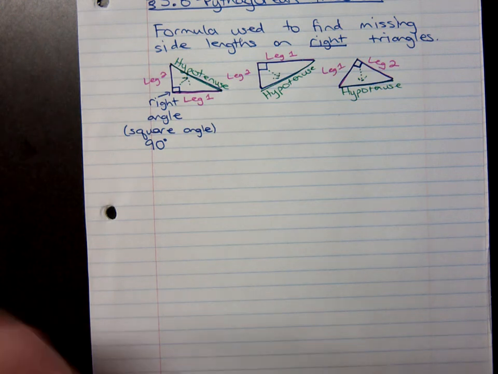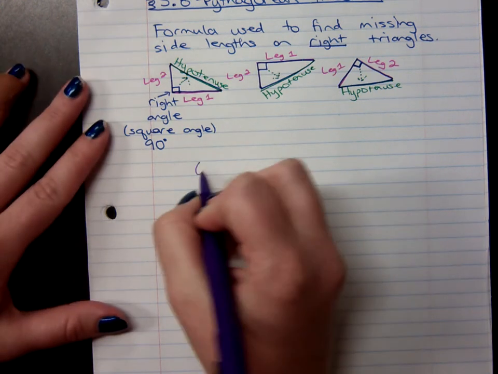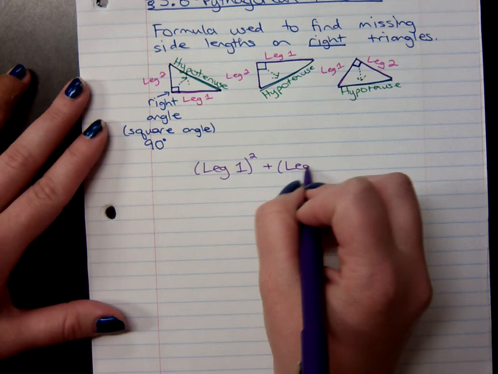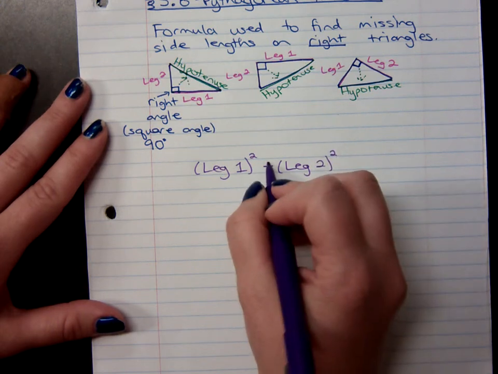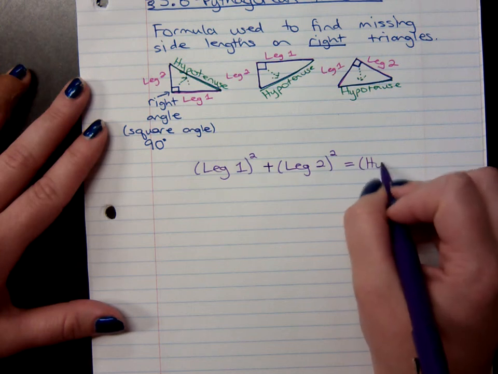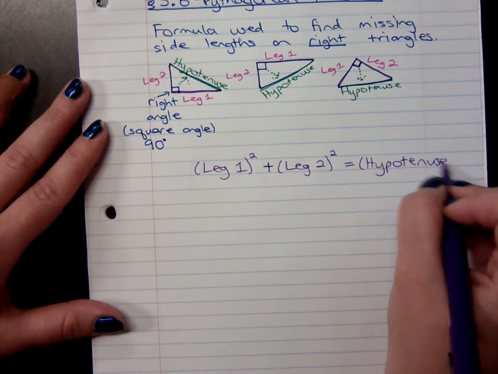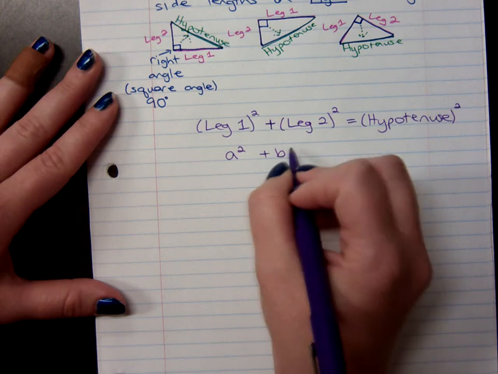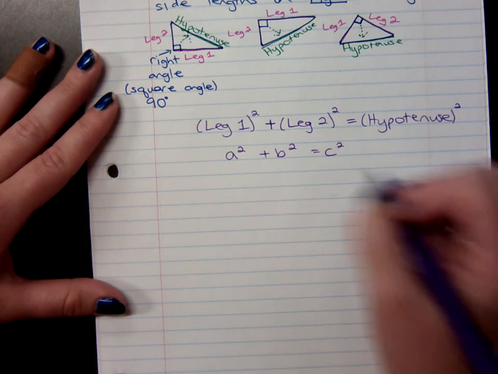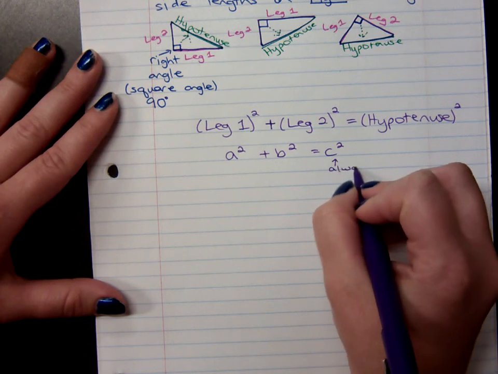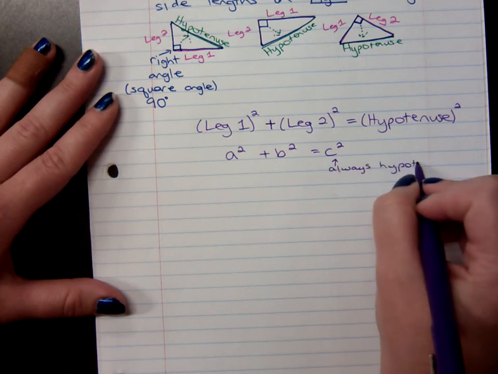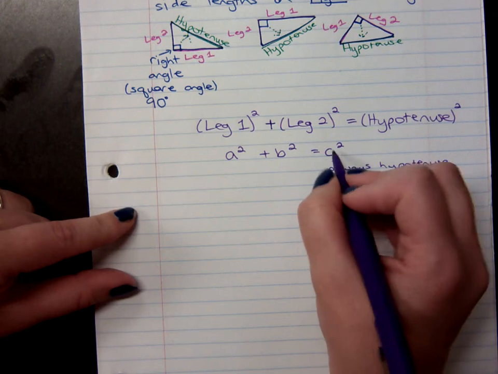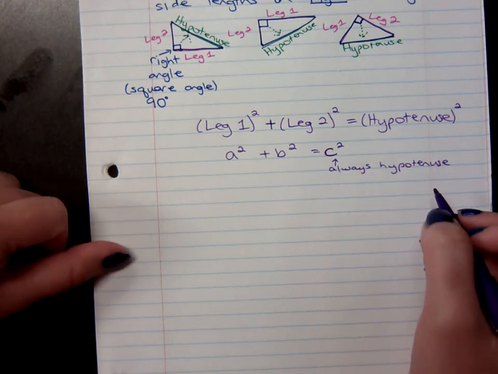So this guy Pythagoras figured out that if you take the length of the first leg and square it, do the same thing to the second leg, square its length, and add those together, it gives you the length of the hypotenuse squared. And he shortened that to a squared plus b squared equals c squared. C is always the hypotenuse. A and B can switch around, leg one, leg two, doesn't matter. But C specifically is always the hypotenuse side.